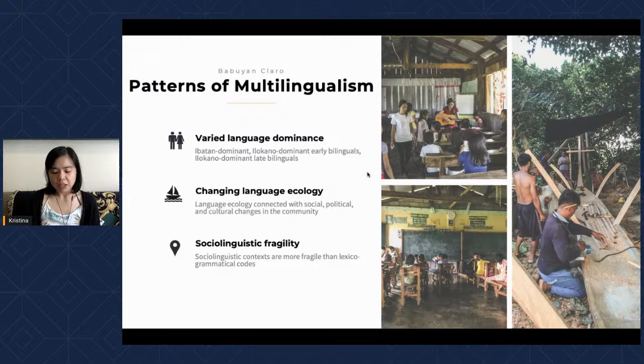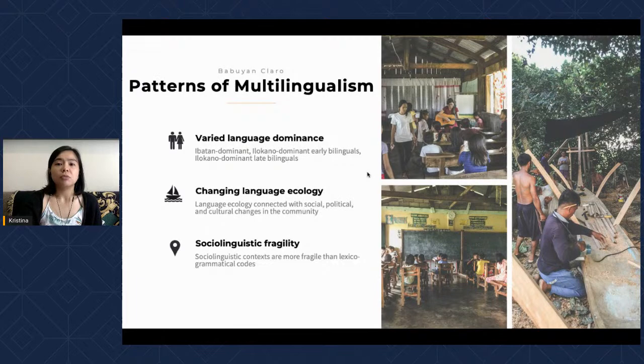And there is a need to document beyond language or lexicogrammatical codes. So recognizing that the language ecology of the community is extremely dynamic, and this needs to be documented as well. It is actually the ecology of such small-scale communities that are extremely fragile, and these tend to get endangered first more than the language itself. So documenting the ecology and the landscape of the community needs to have an active community. You need to see it while the languages are still in their active use.